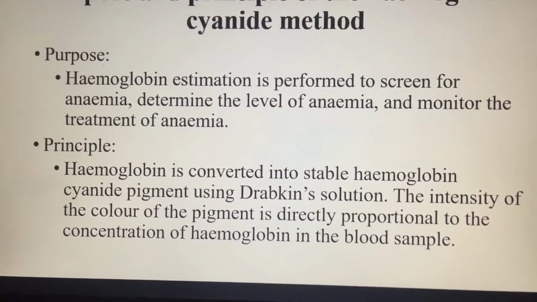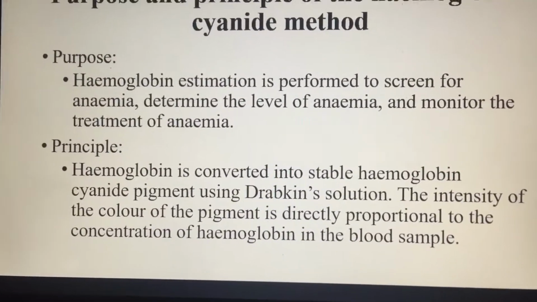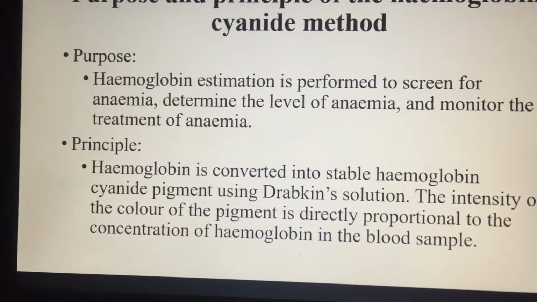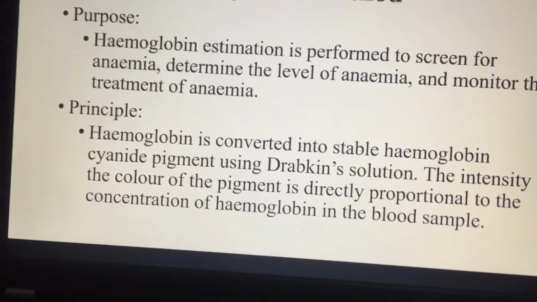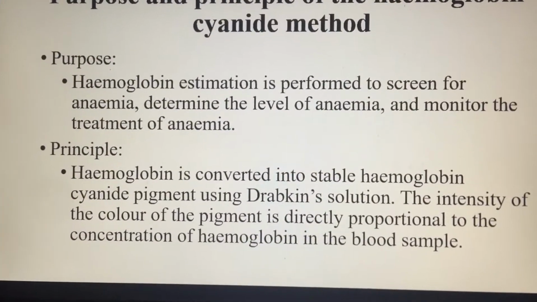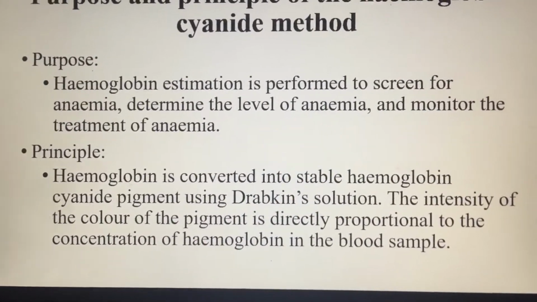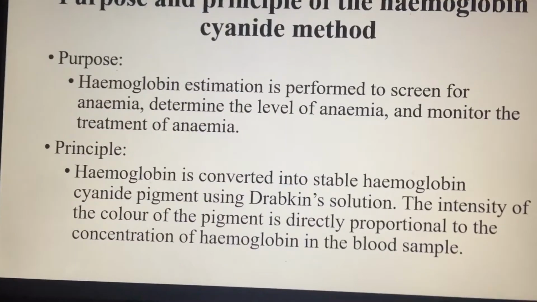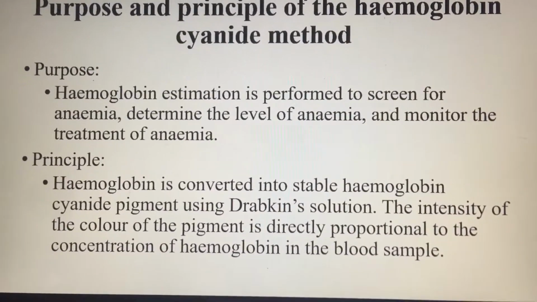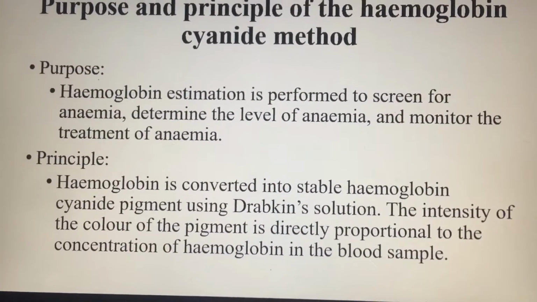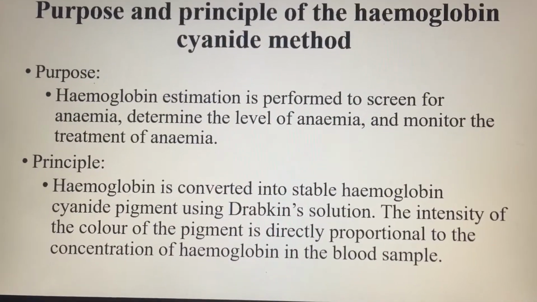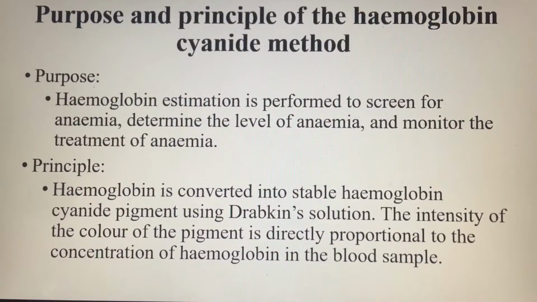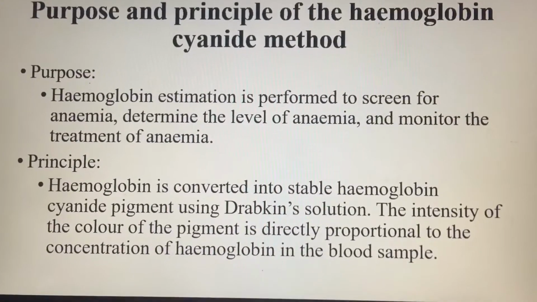That Drabkin solution contains cyanide molecules; it contains potassium cyanide. The potassium cyanide combines with hemoglobin inside the blood and converts that hemoglobin to the stable hemoglobin cyanide pigment. The intensity of the color of that pigment in the solution is directly proportional to the concentration of hemoglobin in the blood sample.